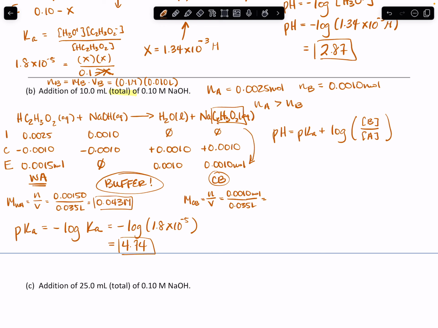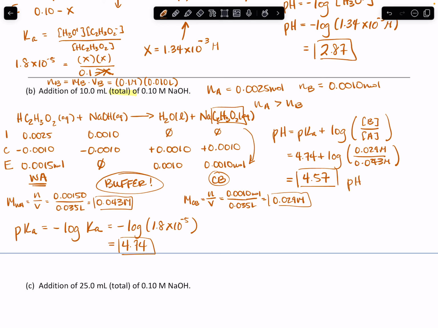All right, so I'm going to have a concentration of 0.029 molar of that conjugate base. So now I can go back up into my Henderson-Hasselbalch equation. So 4.74 for that pKa plus the log of 0.029 molar divided by 0.043 molar. Plug that into my calculator. I'm going to get negative 0.17 if I take the log of that division, and then plus the 4.74, I get 4.57 for my pH.